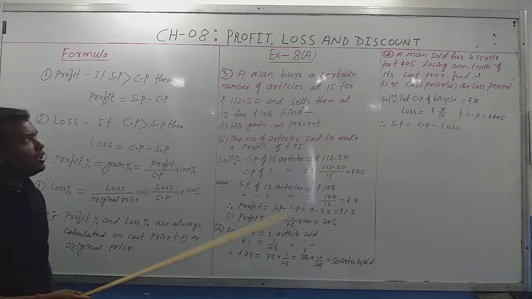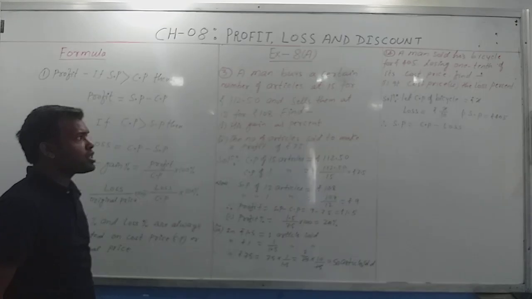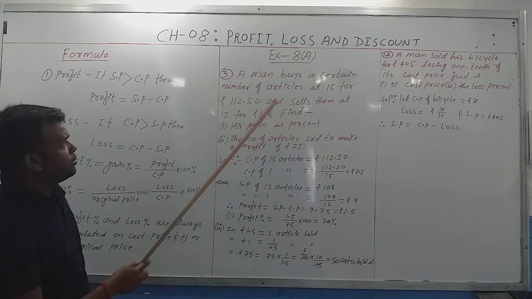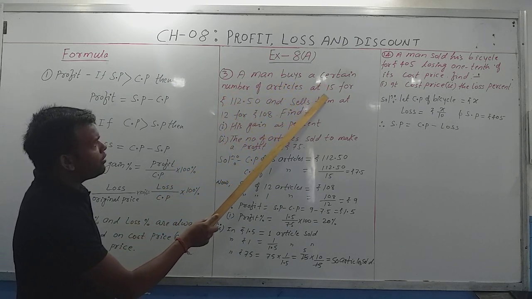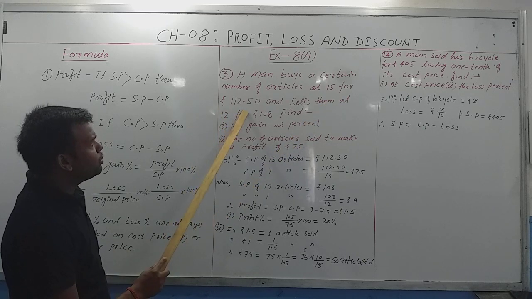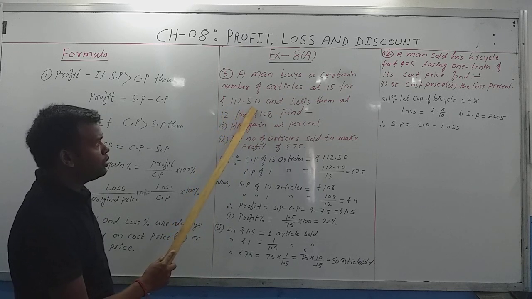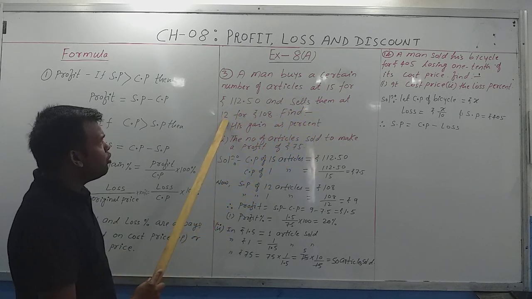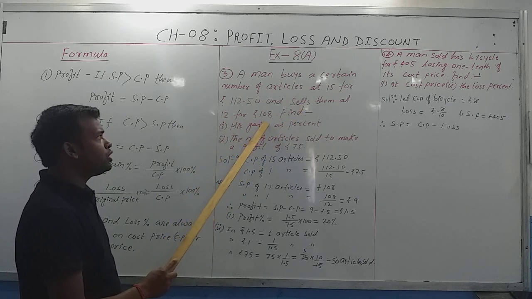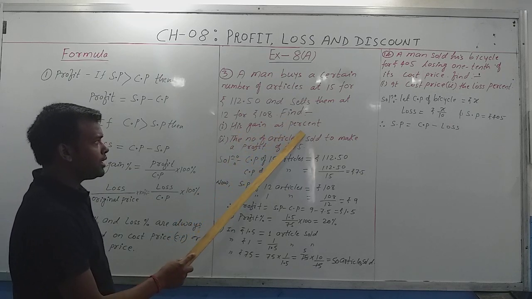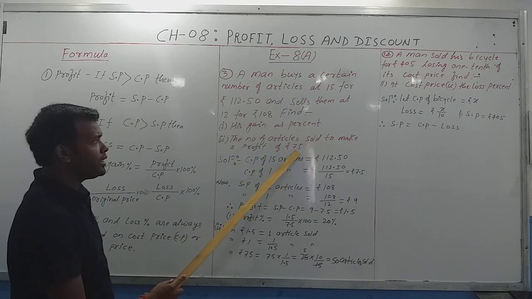Okay, so see, from exercise 8A, I have considered question number 3. Read the question carefully and make the calculations. A man buys a certain number of articles at 15 for rupees 112.50. That means the cost of 15 articles is equal to 112.50. And sells them at 12 for 108, that is, the sale price of 12 articles is equal to 108. Find his gain percent, and the number of articles sold to make a profit of rupees 75.